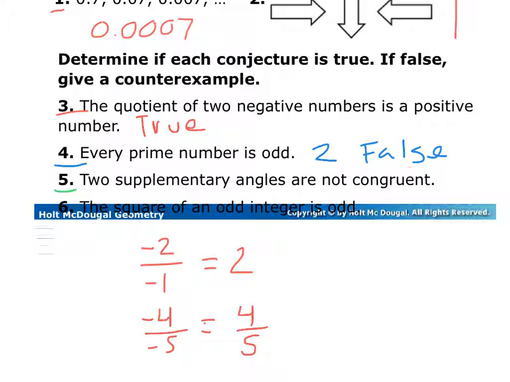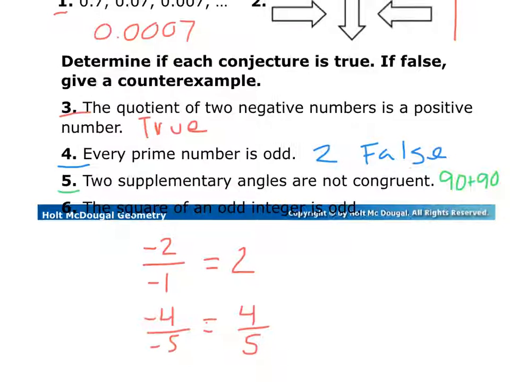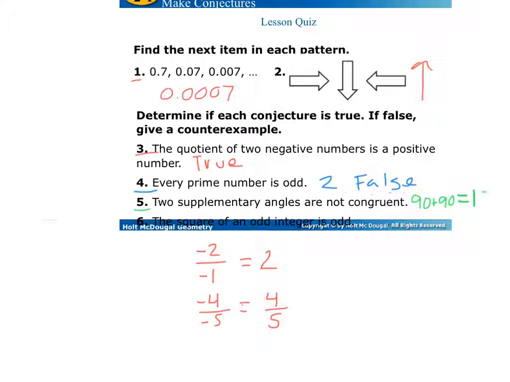Two supplementary angles are not congruent. So what are two supplementary angles? Two angles that add to 180. Can we have two supplementary angles be congruent? Yeah. What would they be? 90 plus 90 is equal to 180. So this would be false, and that's our counterexample.